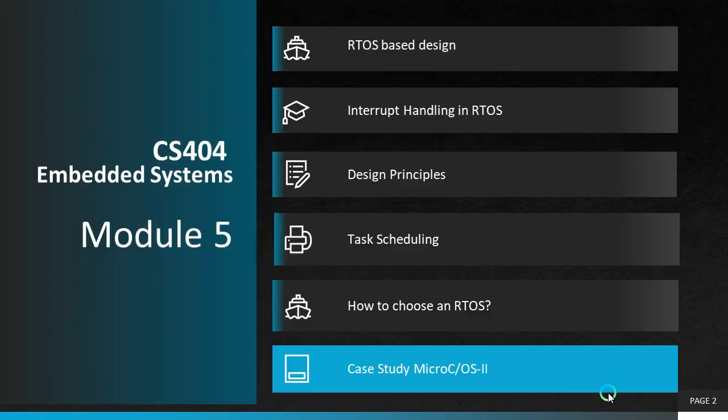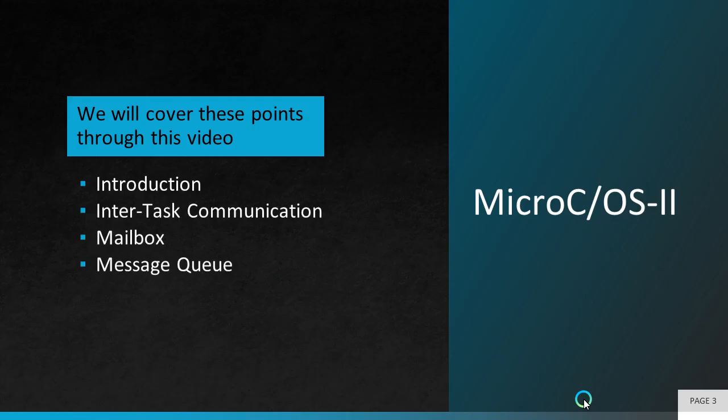In this video tutorial, I am going to explain the last topic in module 5, which is a case study on Micro C operating system 2. Here we will cover mainly how inter-task communication happens in the Micro C operating system 2, and there are two major techniques. They are mailbox and message queue.